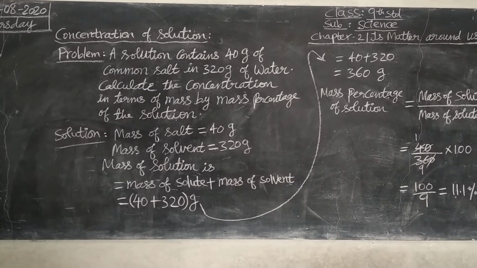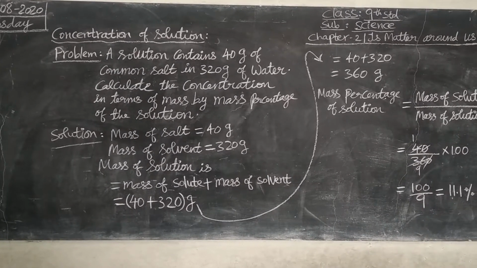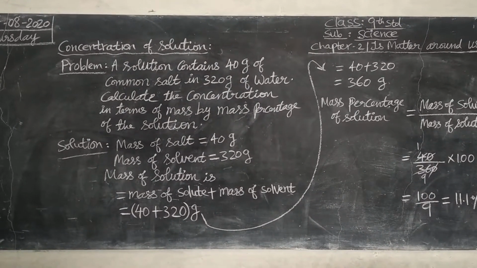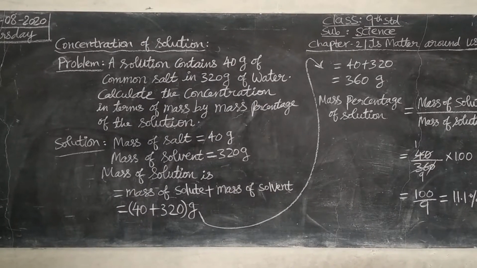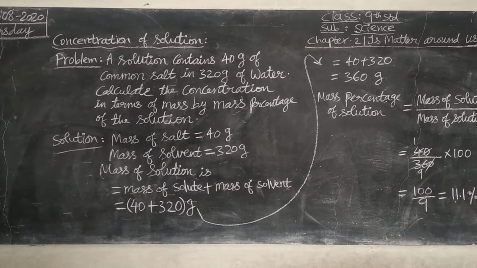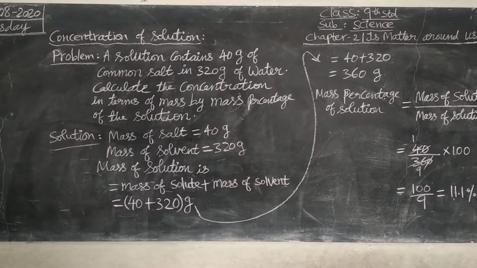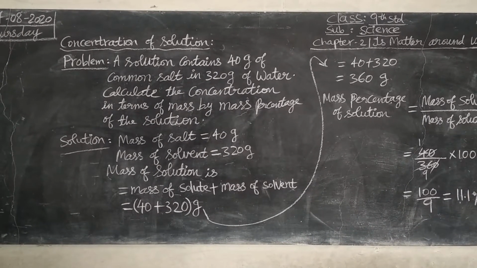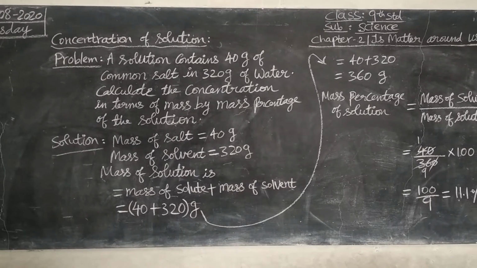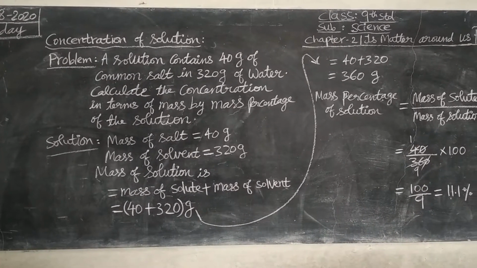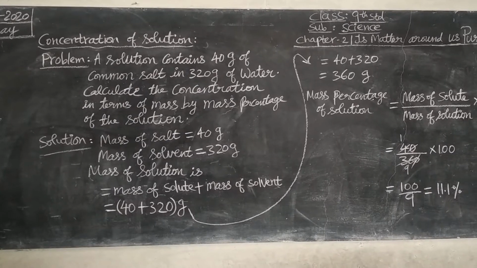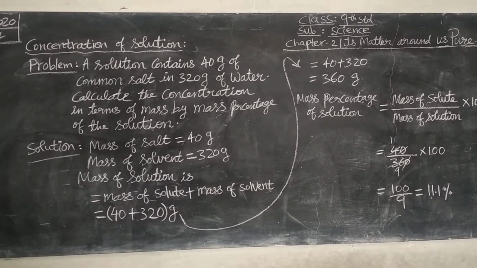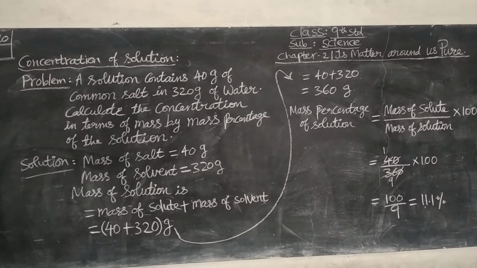A solution contains 40 gram of common salt in 320 gram of water. Concentration means when you add some solute in solvent, they form a solution. How much solute you have added, that is called concentration. So the concentration of solution depends on the solute. For example, in one beaker of water, you put one spoon of salt. In another beaker of water, you put one spatula of salt. Spatula means, in Kannada, sautu.